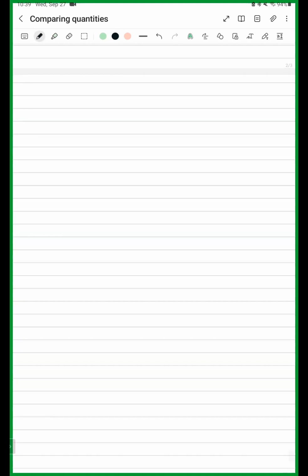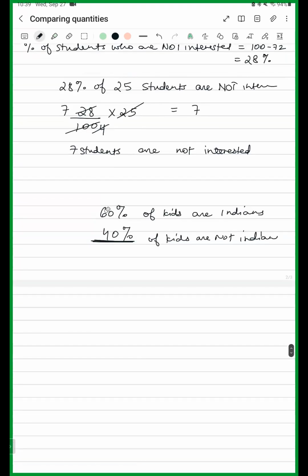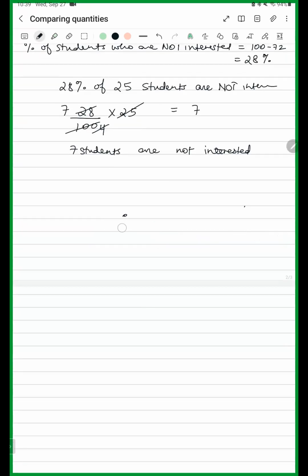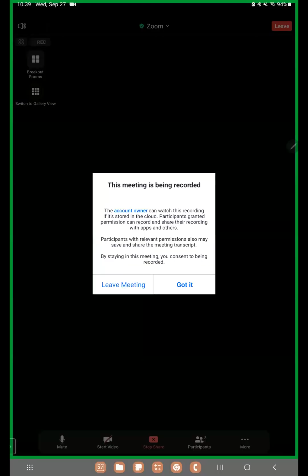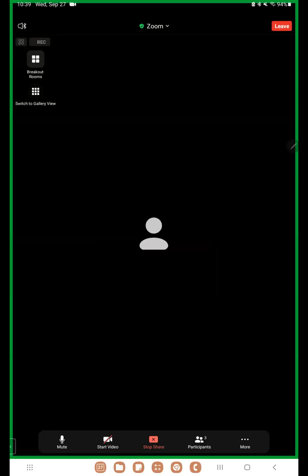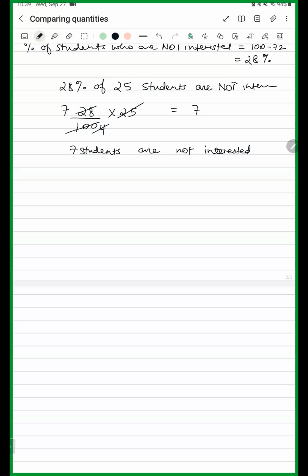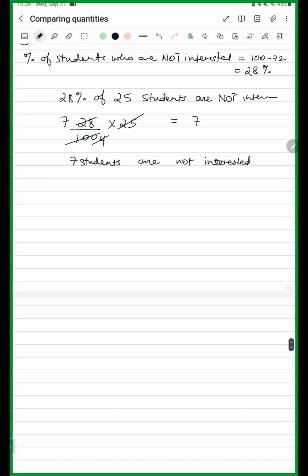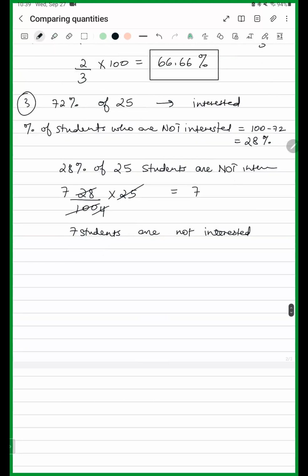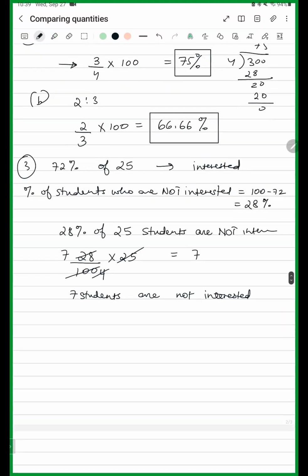So 7 students are not interested in math. Let me just check whether this is being recorded or not. Yeah, it is. 7 students are not interested. Shall we move on to the next question? I have to write this down. Write it, right.